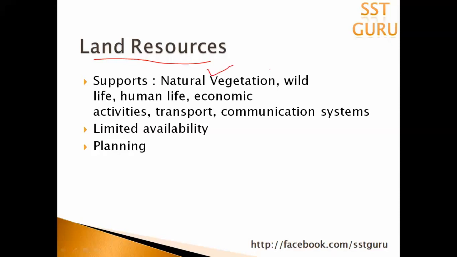Natural vegetation means it supports plant life, in the sense you can grow crops in it, and also you can have forests in it. And naturally, if you have forest, you can also have wildlife, and depending on these both, we have our human life. Humans are dependent upon land to an extreme extent. Human life is also dependent upon the land resources, and we have economic activities that are based on the land resources. Take for example mining, which is completely dependent upon land.